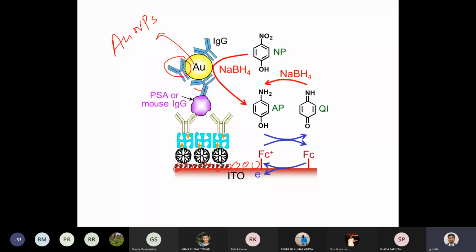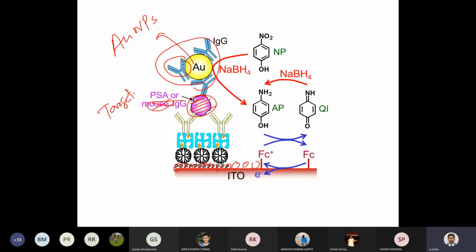Suppose, see, this one is a target that you are going to detect, right? This is target. So in this case, target is PSA, means prostate specific antigen, or mouse IgG. So just leave the mouse IgG. That's PSA you are going to detect, right? Prostate specific antigen. This cancer marker you are going to detect. So if cancer marker present, then it will bind with the primary antibody that is coated on the surface.